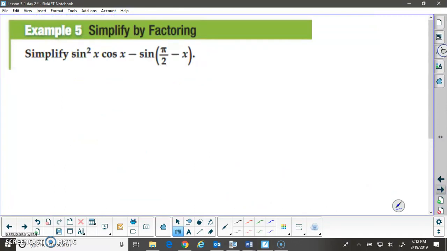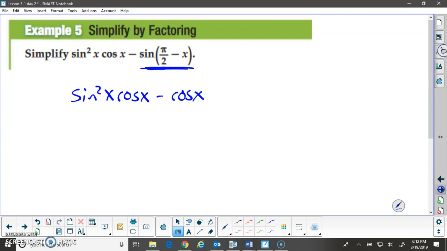Next example. You can see this one. We've got a different expression. Hopefully what jumps out at you is this right here. Now that's a cofunction identity. So we're going to have to change that cofunction identity into a cosine. So if I rewrite this problem, we've got sine squared times cosine minus cosine of x, because we can change that sine of pi over 2 minus x into just cosine of x.